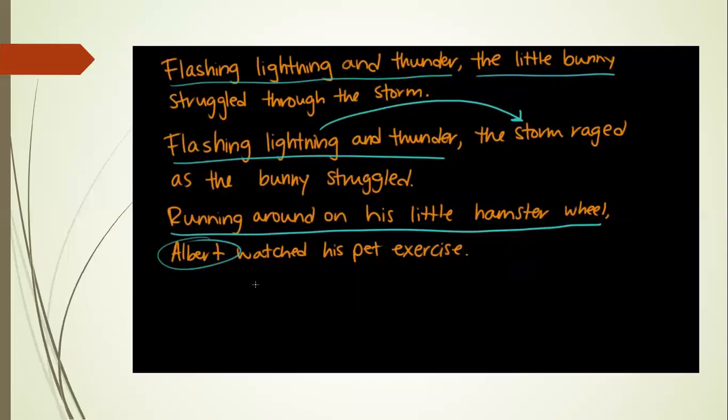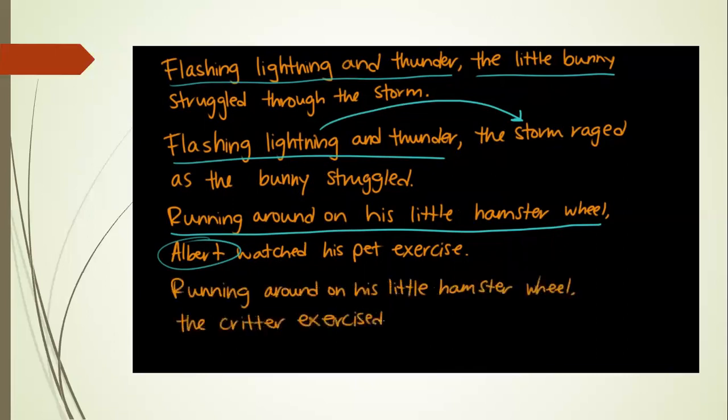Right, and we have a clue that Albert is not the name of the hamster or the pet, because it says Albert watched his pet exercise. So we have a good clue that Albert is probably a human, and he's probably not running on hamster wheels. Right. So he shouldn't be coming right after that modifier. Yeah, exactly. Running around on his little hamster wheel, the critter exercised while Albert watched.